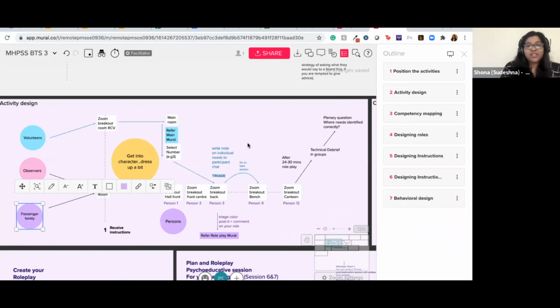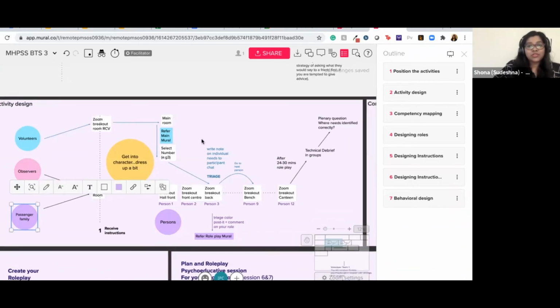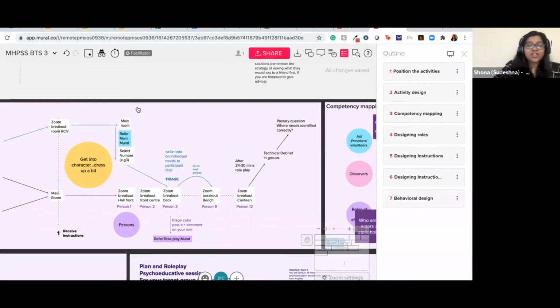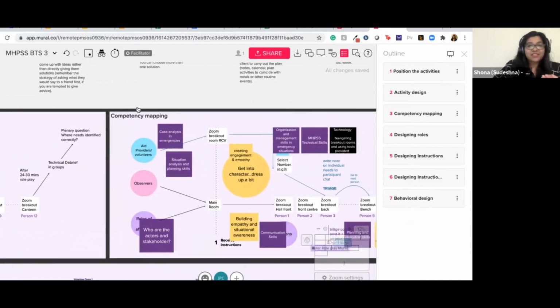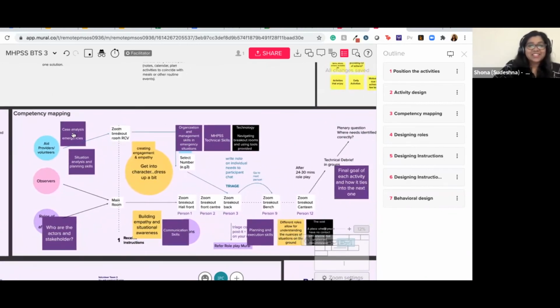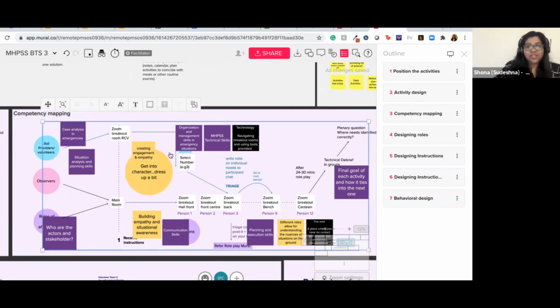And the important thing about this is you're also thinking about the skills that each set of people are learning in this particular flowchart. So I'm going to show you the mapping of the skills and the competencies. Here, what we've done is trying to analyze case by case. In this part, what is the learning experience happening? Or say here, when you're just getting into your character and dressing up a bit, you're trying to create engagement and empathy. The same goes for trying to organize and then getting more technology skills.